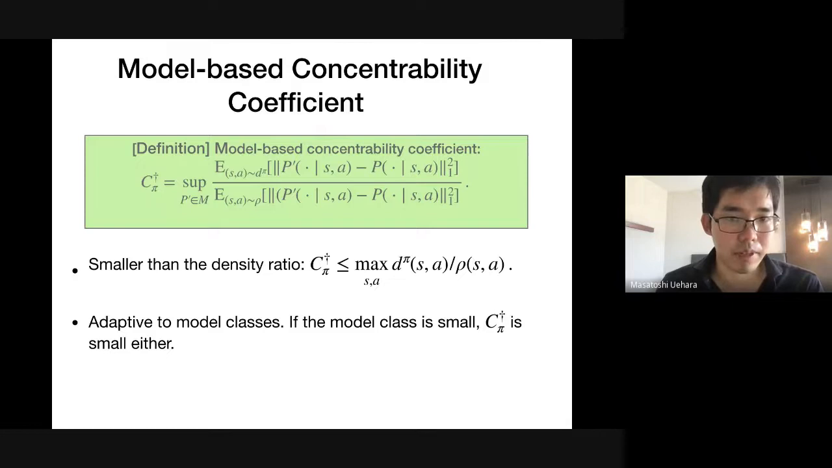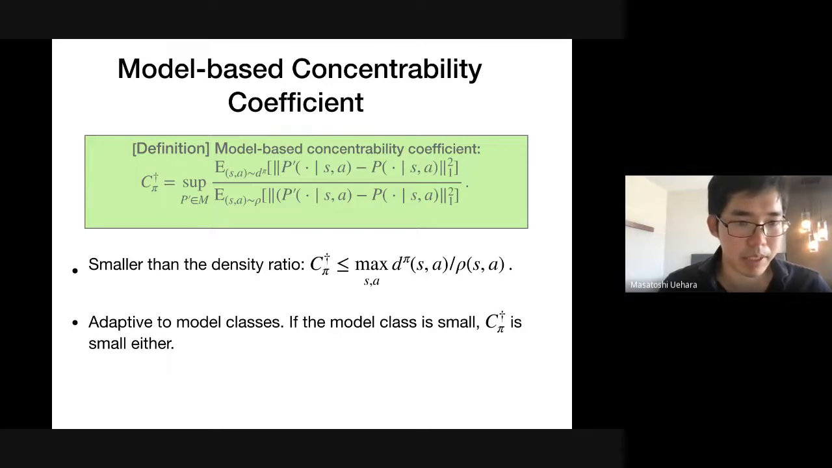Next, let me introduce our theoretical result. Before introducing it, first we need to define some concentrability coefficients, and this characterizes the difficulty of the offline RL problem at hand. So C dagger pi is defined as follows: the numerator is the total variation distance of p prime and p, averaged over d pi. And the denominator is the total variation distance of p prime and p, averaged over the offline data. And also we take the supremum over the model class.